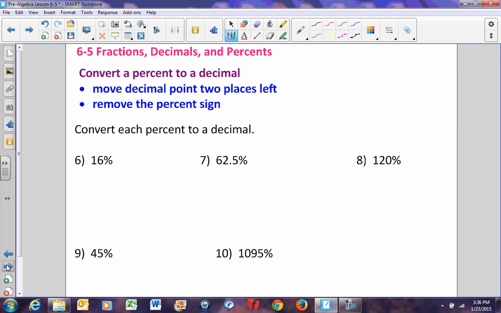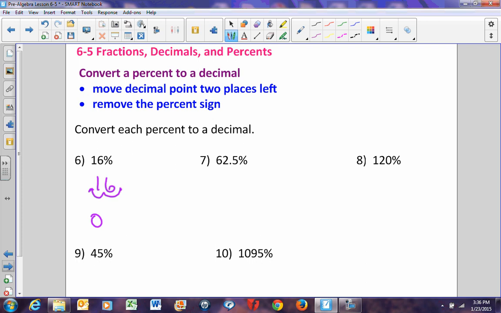Converting a percent to a decimal, even easier. Converting a percent to a decimal just requires you to move the decimal point 2 places to the left and remove the percent sign. Remember, if a number does not have a decimal expressed, it's always at the very end of the number. So if we look at our first number here, 16%, 16% written as a decimal, we first get rid of the percent sign, so we have 16. The decimal point would be here. If we move it 2 places to the left, boom, it starts there.